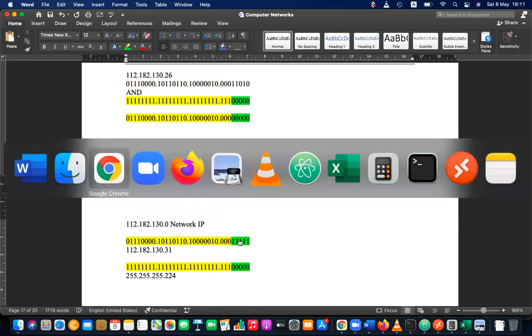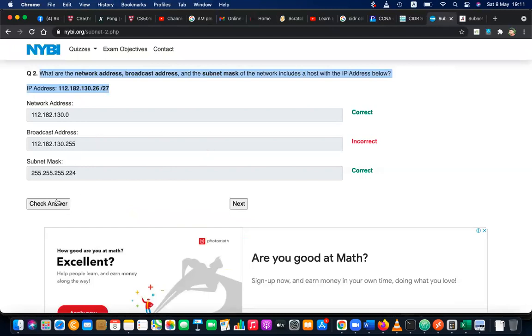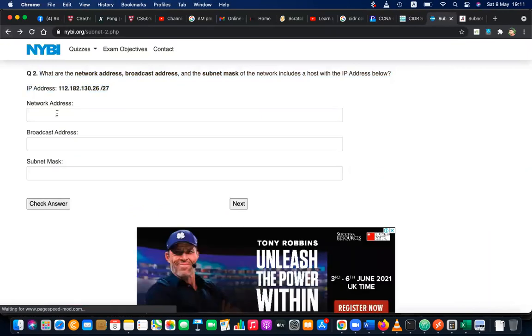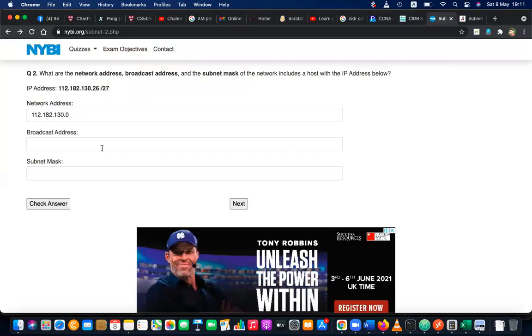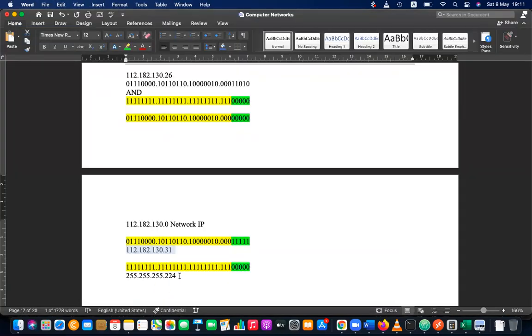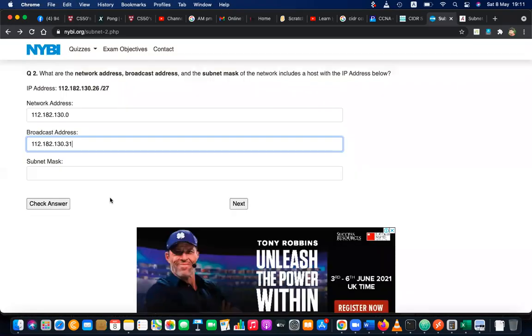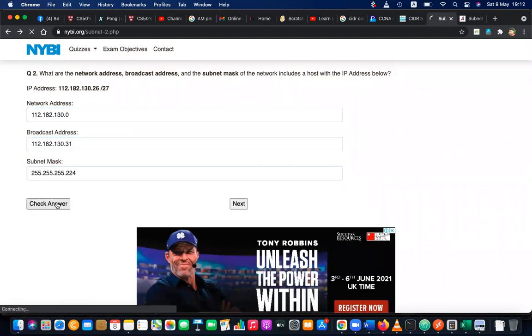Okay, let's go and see. Yes, they have not given the answers. Can we retry? Yeah, we can retry. Let's see. So this is the network IP, and this is the broadcast IP, and this is the subnet mask. Network IP, broadcast IP, and subnet mask. Let's check. And you can see, all three are correct.